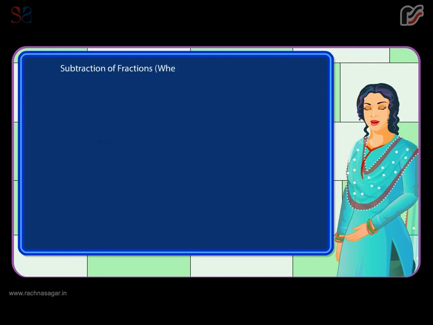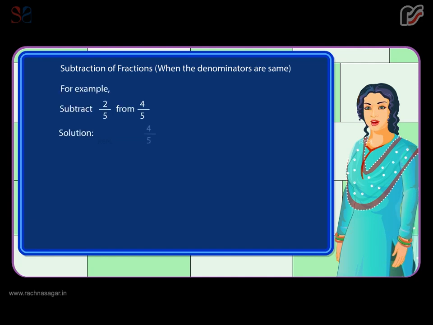Subtraction of fractions when the denominators are same. For example, subtract 2 by 5 from 4 by 5. Solution: 4 by 5 minus 2 by 5 is equal to 2 by 5.